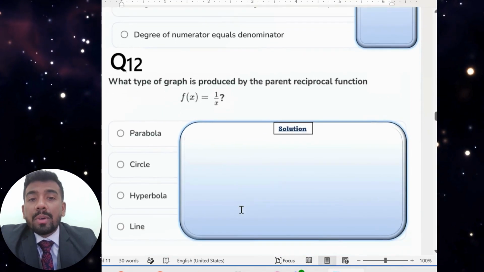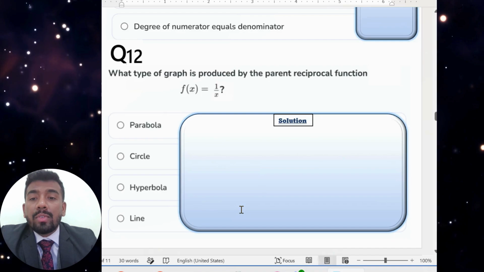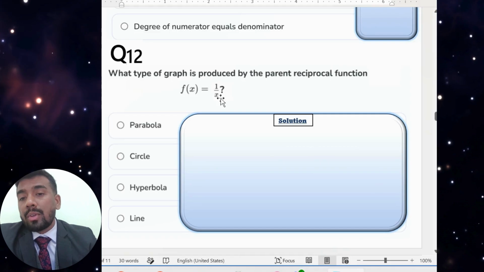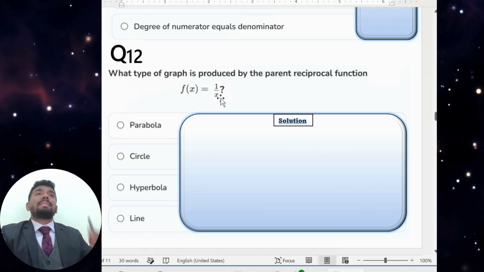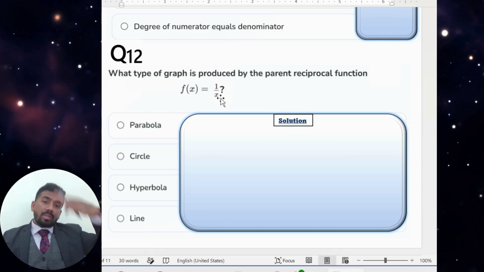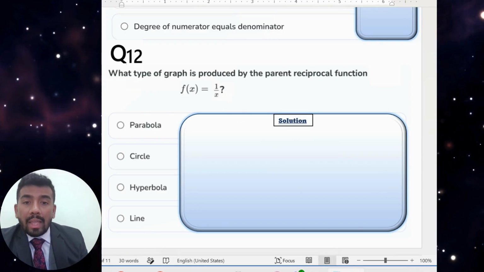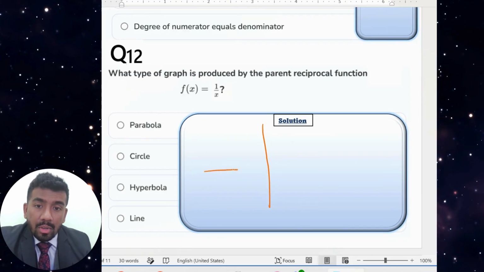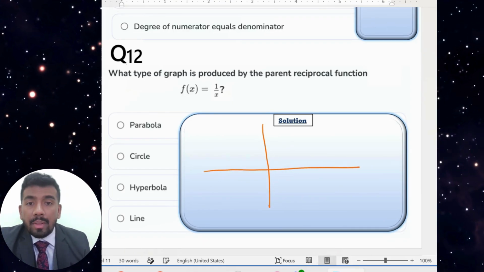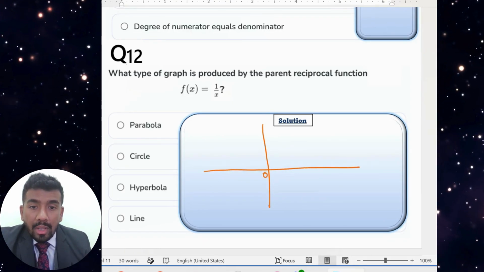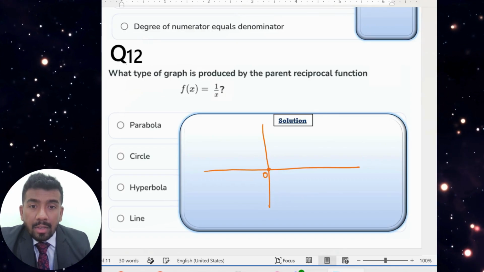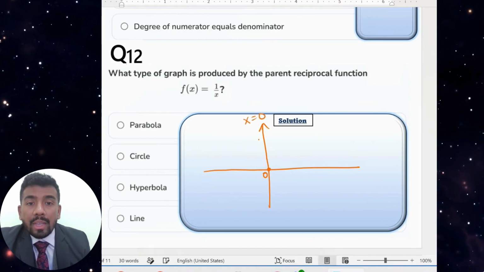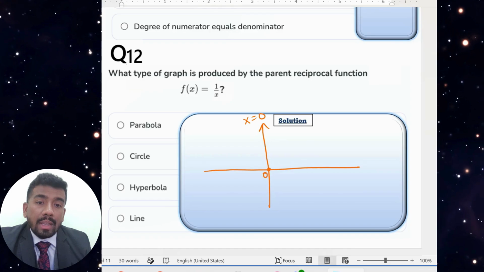Okay, so let's go to the next one. Which type of graph is produced by the parent reciprocal function? Now, what is this reciprocal? What do you feel reciprocal is? Okay, so reciprocal is like this. A value at x equals 0 is not possible. So here is your x equals 0, which is your y-axis. So you can never touch the y-axis.